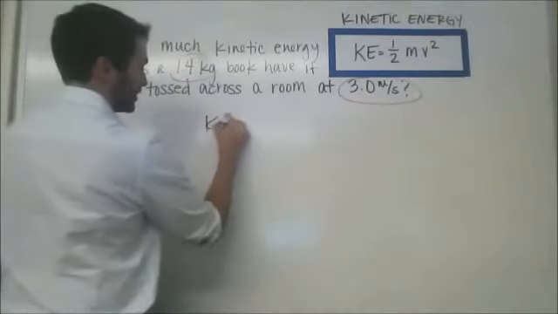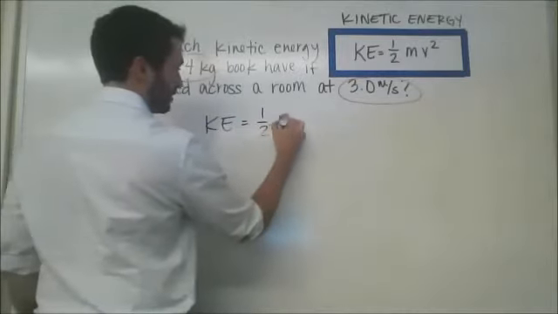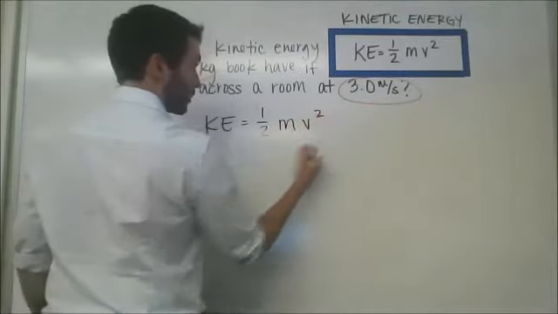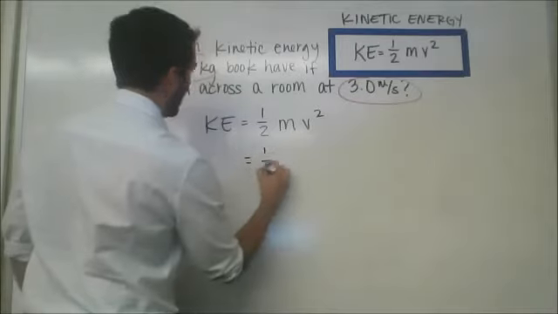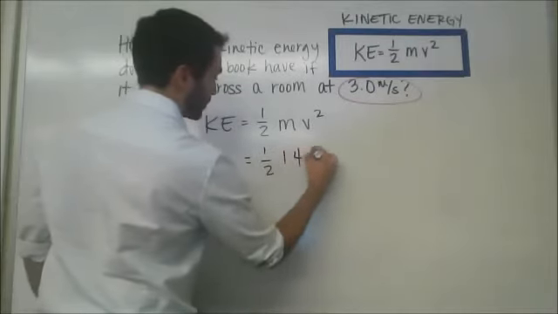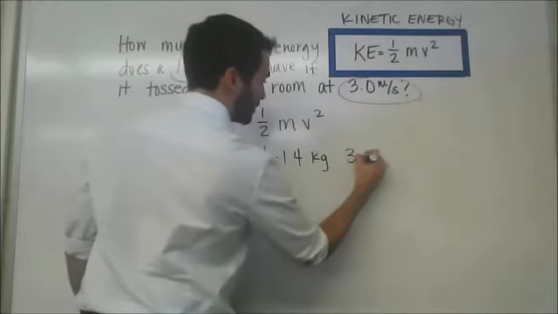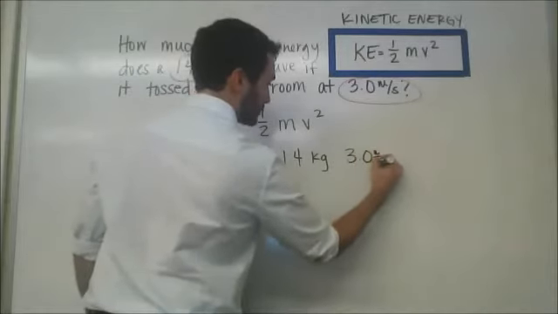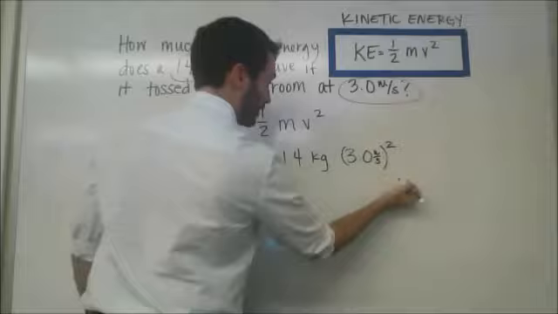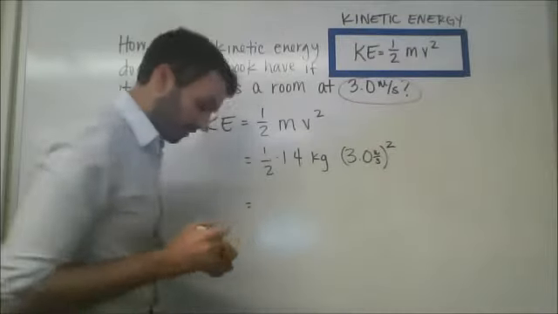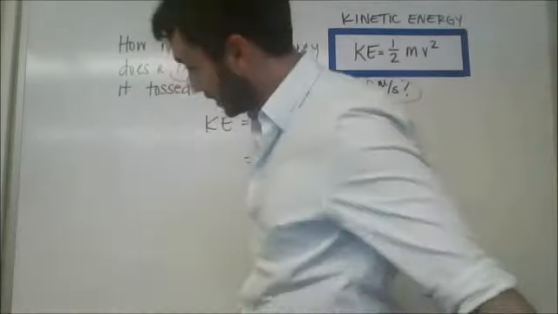If kinetic energy is 1/2 mass times velocity squared, and we have a mass of 1.4 kilograms and a velocity of 3.0 meters per second squared. I'll give you guys a second to work out that calculation.